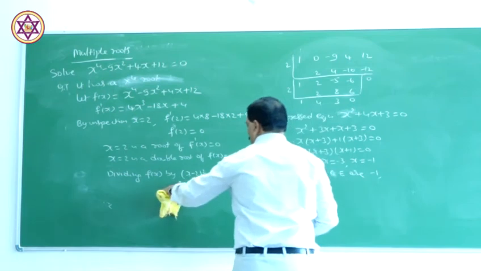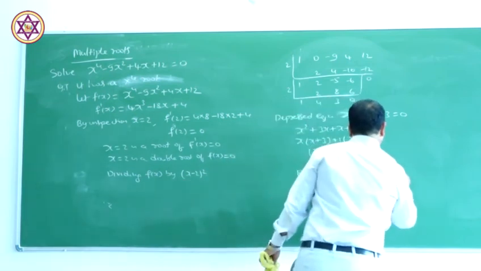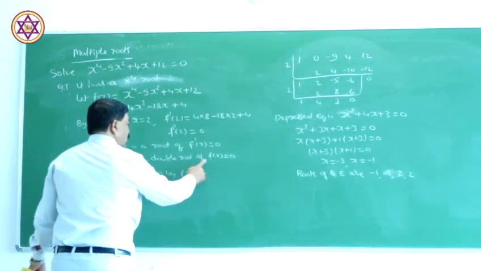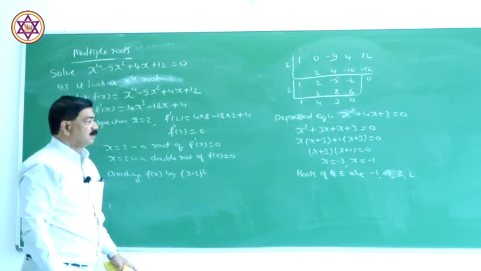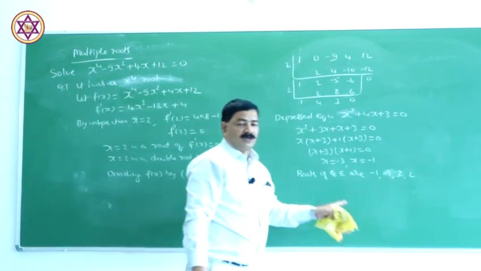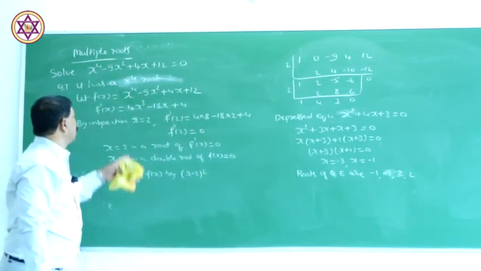minus 1, here double root, 2 to minus 1, minus 3 to 2, because x = 2 is a double root of f(x) = 0. So, here we get -1, -3, 2, 2. Here we get 4 roots, because here the degree is 4.